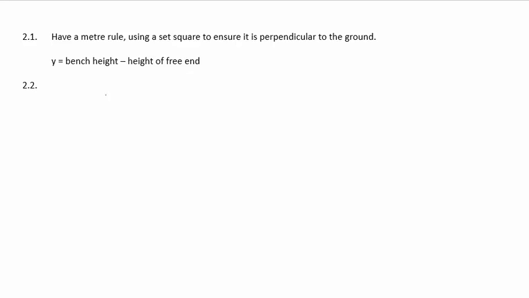In 2.2, we have data on x and y, and we're to suggest why the student chose to make all measurements of x greater than 70 centimetres. Well, when less than 70 centimetres, x is very small. This would give a large percentage uncertainty.